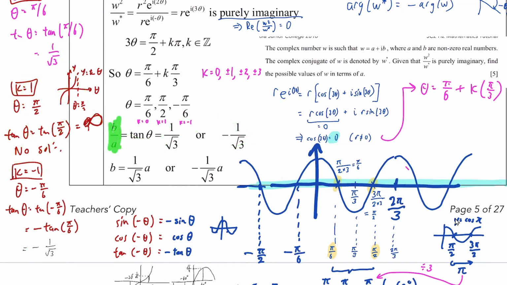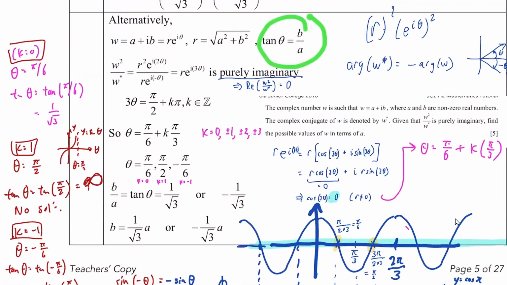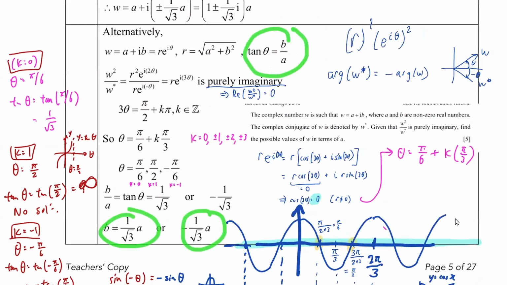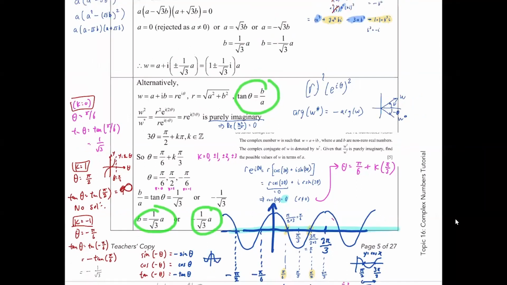So it's actually just b over a. b over a equals 1 over square root 3, or b over a equals negative 1 over square root 3. How do you get b over a? It's from a formula here. Tangent theta equals b over a. Then you get b equals 1 over square root 3 a, or b equals negative 1 over square root 3 a, which is the same as the previous part. I'm just giving an alternate solution, finding out the two b values. Then you just sub in, and then you get your answer. Okay, that's it for this question.